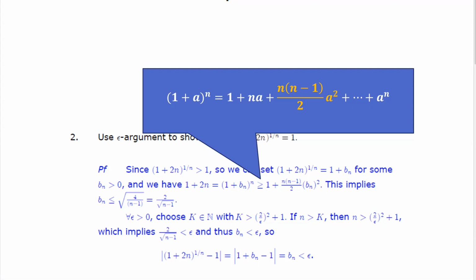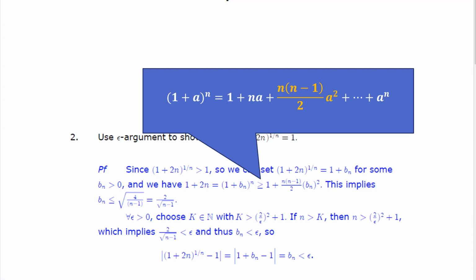And then you can go to the final inequality. That's 1 plus 2n to the 1 over n, minus 1, which is equal to bn, and that is less than epsilon. So that's how we conclude the proof for this problem, okay?